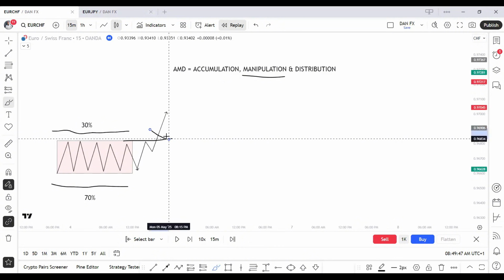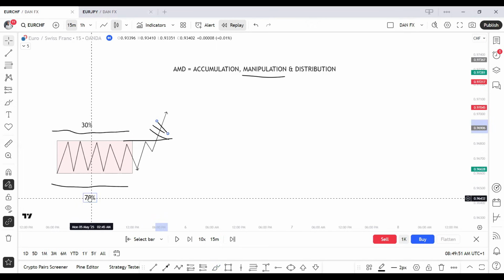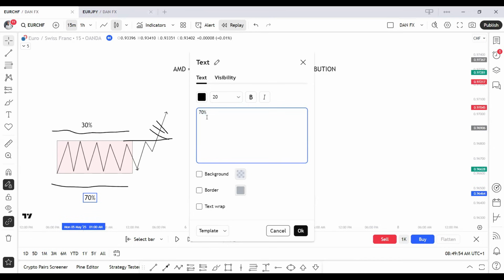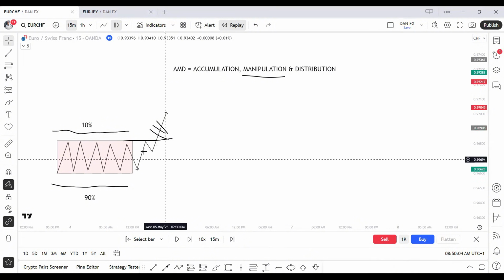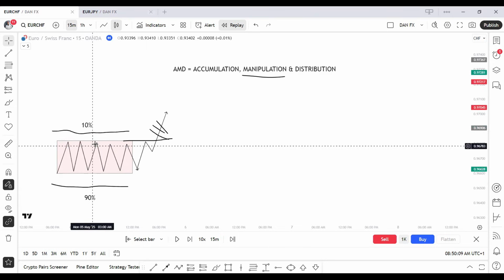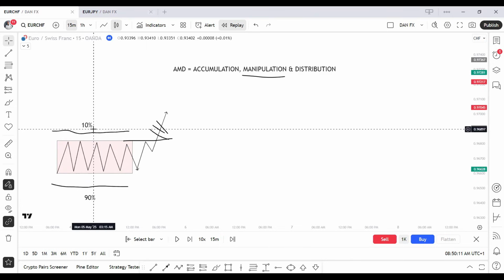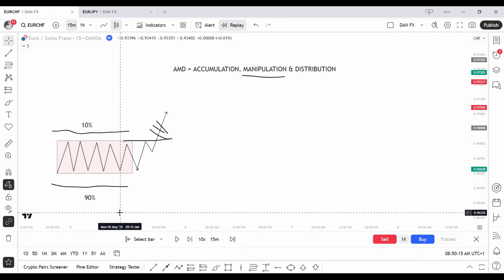So people are going to be taking these breakouts, right? Which does what? It also increases the number of buyers. So now let's say we're going to have 90% of people buying, and then 10% of people selling, right? So now market makers have shaken the equilibrium. They have disrupted this equilibrium. Now we have 10% of people selling, so we have more buyers than sellers, right?